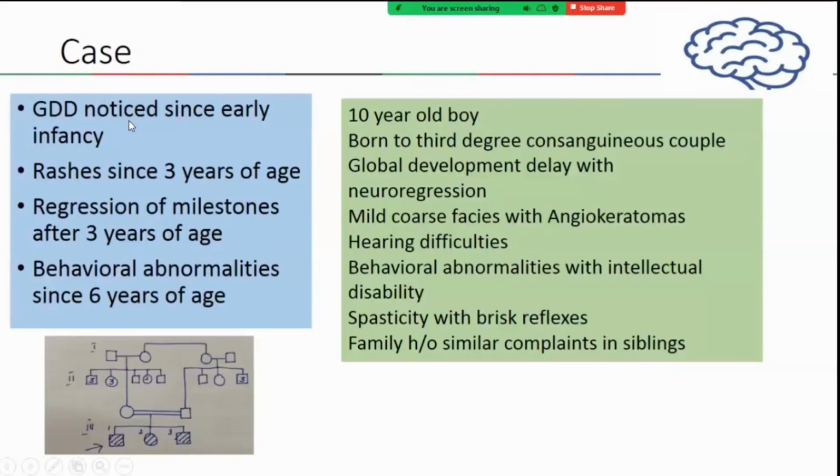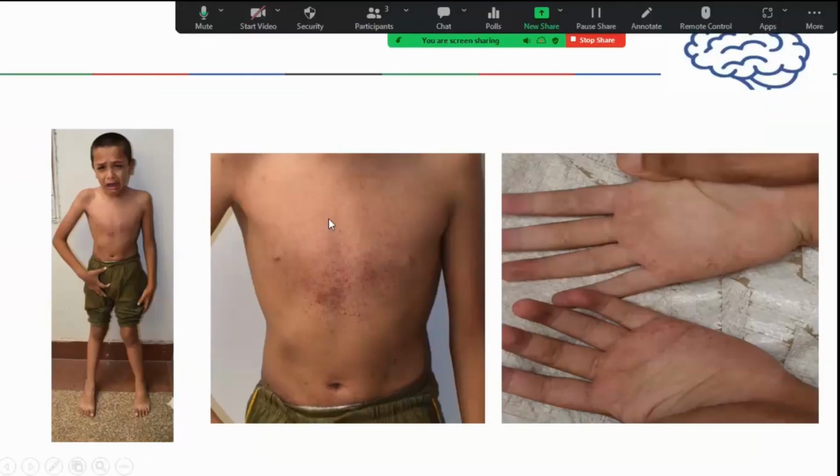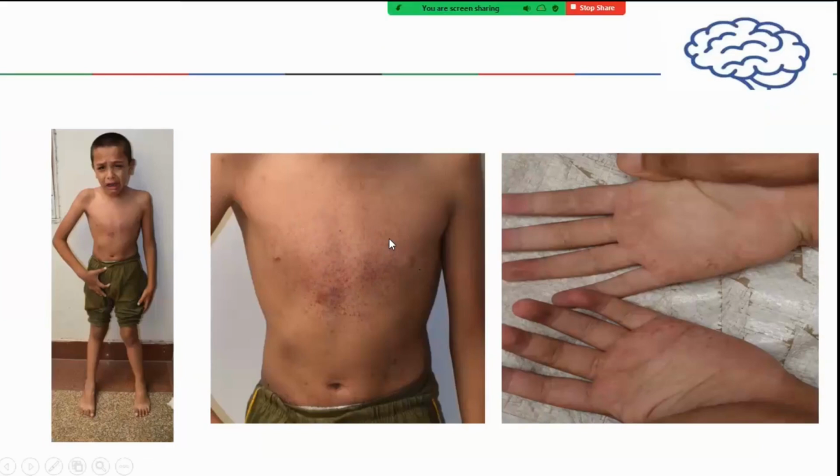Okay, so another child, global developmental delay. Later on, there was some regression of milestones and behavioral abnormalities. He was a 10-year-old boy, mild coarseness of face, as we will see. We also noticed that there were some angiokeratomas, there was consanguinity, and you can see 3 sibs are affected here, and spasticity and reflexes. And this was a child, irritability, some coarseness. These are the angiokeratomas. You can see multiple angiokeratomas here.